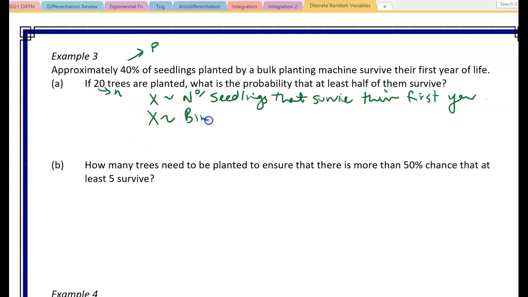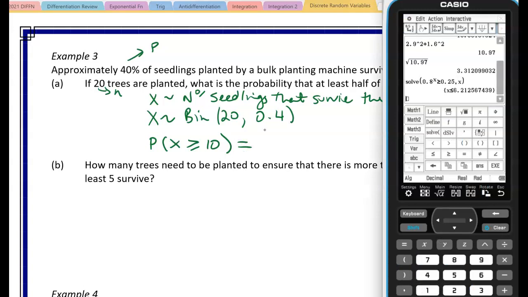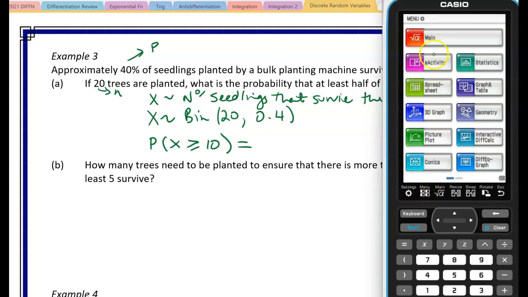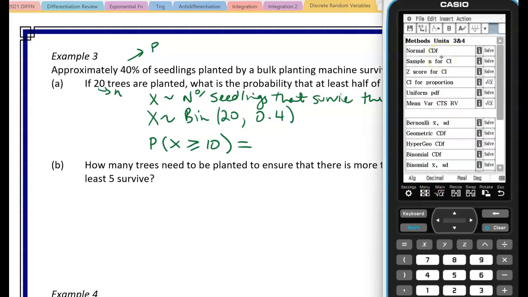So we should go in with a binomial: 20, probability of success is 0.4. The probability that at least half of them survive means 10 or more. So this is where you go to your calculator and do your calculations. I'm going to do this one by e-activity only because it's available if you want to use it. I prefer not to, but if you want to use it.